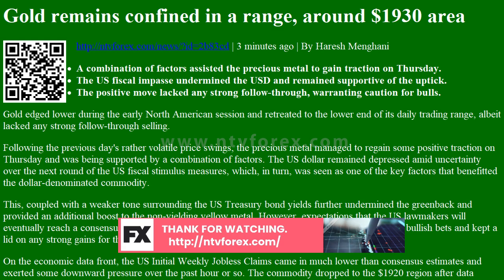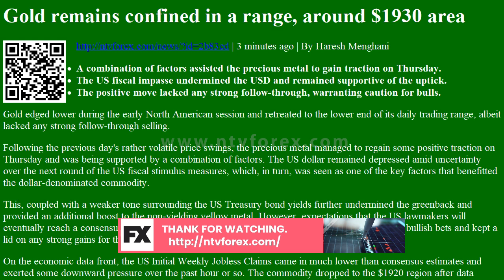Gold edged lower during the early North American session and retreated to the lower end of its daily trading range, albeit lacking any strong follow-through selling. Following the previous day's rather volatile price swings, the precious metal managed to regain some positive traction on Thursday and was being supported by a combination of factors. The US dollar remained depressed amid uncertainty over the next round of the US fiscal stimulus measures, which was seen as one of the key factors that benefited the dollar-denominated commodity. This, coupled with a weaker tone surrounding the US Treasury bond yields, further undermined the greenback and provided an additional boost to the non-yielding yellow metal.